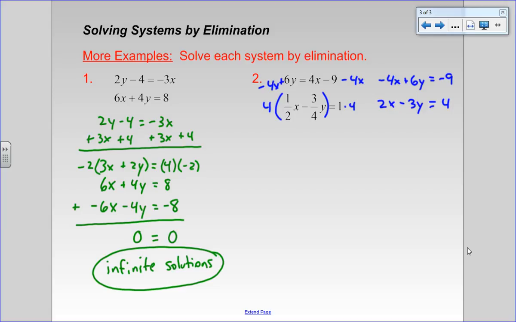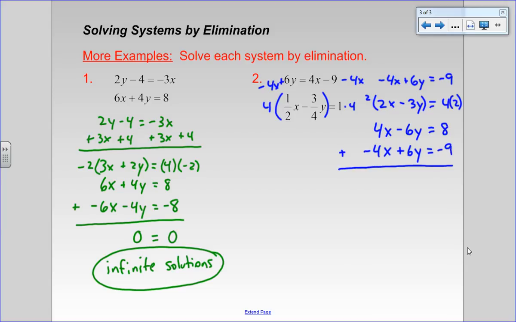Now examining these two equations again, we see that we don't have opposite coefficients for the x terms or for the y terms. But if we simply multiply both sides of that second equation now by 2, we will obtain opposite coefficients. So let's rewrite the second equation. We have 4x minus 6y equals 8. And now let's bring down the first equation, which was negative 4x plus 6y equals negative 9.